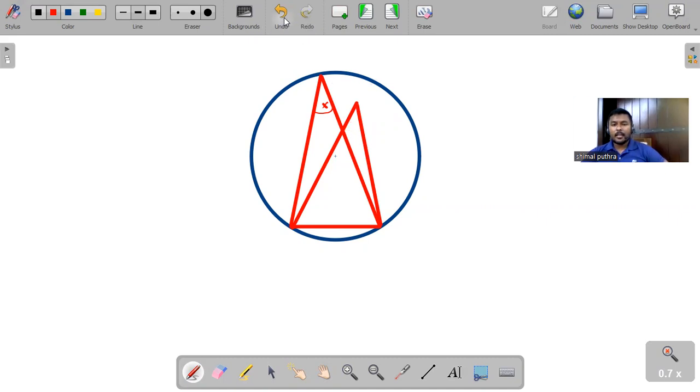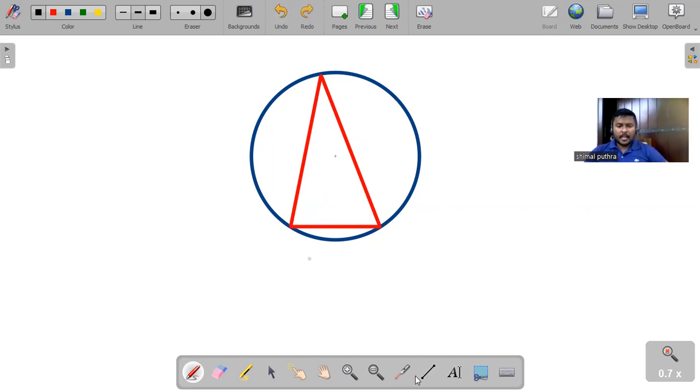Then I should create all these angles in the circumference. I created two angles by using the same chord in the circumference of the circle. Then this is okay. This is x, this is x. But this is not what I'm going to say. In this case, we know that one.